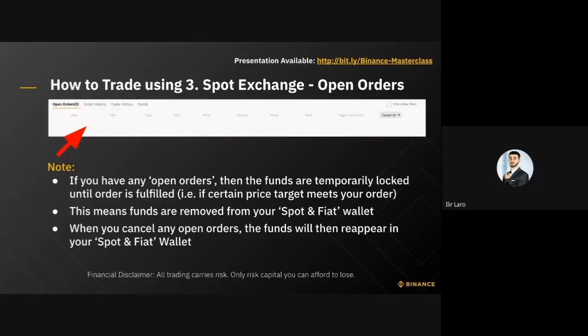This means that if you have, for example, GBP in your wallet, and you place an open order to buy BTC GBP, that GBP in your spot and fiat wallet will be temporarily removed and placed in the open order section. So you'll be able to see your open order here. Those funds are still yours. It's just moved from one place of your wallet to another. And if the price doesn't hit, those funds will still be locked until the price hits. So if you don't want the open order anymore, you can close it, and the funds will then reappear in your spot and fiat wallet.